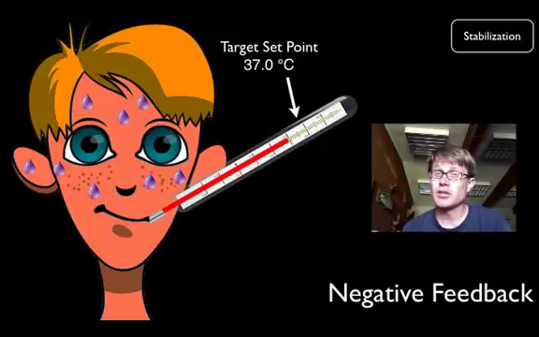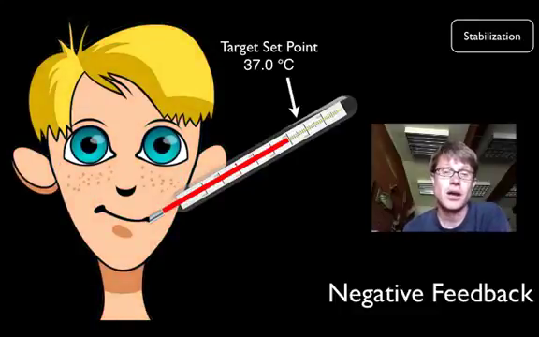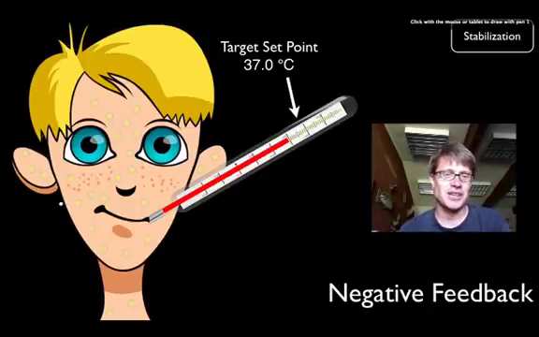But it might drop a little bit too far. So then we're going to turn those things off. We're going to quit sweating and we're going to quit vasodilating. But now we're too cold. So how do we keep ourselves warm? Well, we're going to start to maybe get goosebumps. And these are kind of crazy goosebumps. But we're going to get goosebumps right here.